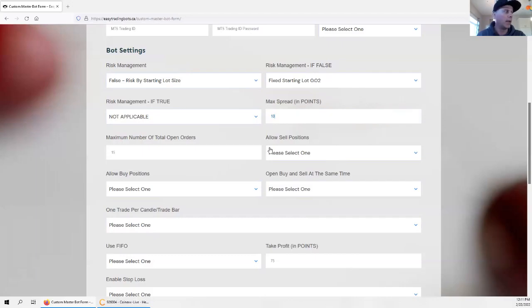Maximum spread in points. Okay, this is important because the higher the spread, the more losses you can take. So I recommend that you do 5 pips, 50 points or less. You could say, I don't want to take any trades if the spread is more than 1 pip, so then you would say 10 points. That would be really tight. You might miss out on a lot of trades, but if you get into a trade, you have a very small spread and your chance of getting into a win is greater.